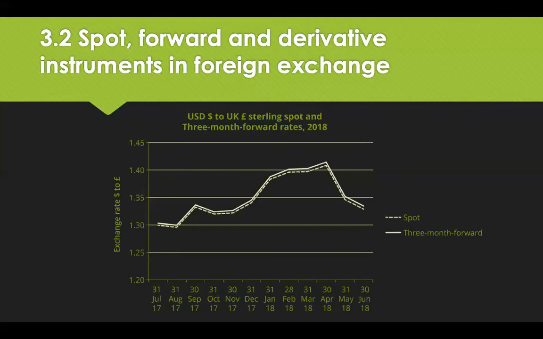Currency options operate in much the same way as commodity options. They give a buyer the right but not the obligation to buy or sell currency at the rate or strike price agreed. And options are divided into two categories, call or put. The right to buy is called a call option and the right to sell is called a put option.